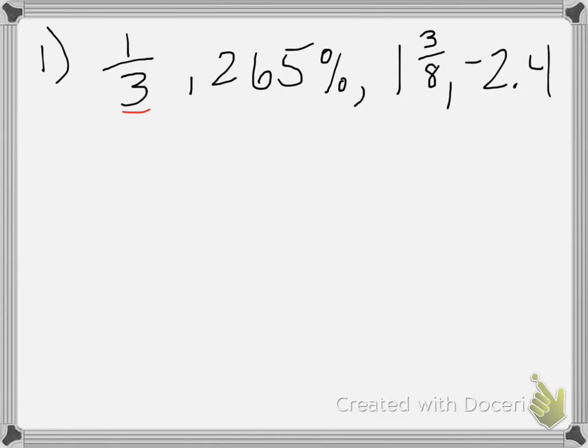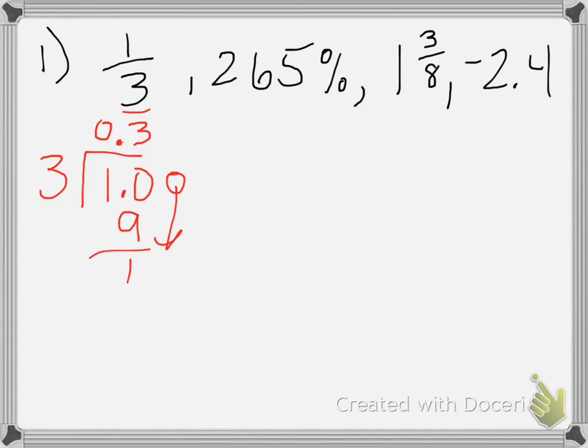So let's start with the 1/3. The 1/3 can easily be put into a decimal, 1 divided by 3. And if you work on it, you'll notice that the 3 is just going to keep repeating itself. So I stop after the second decimal, and just put a box around it so it looks like money.